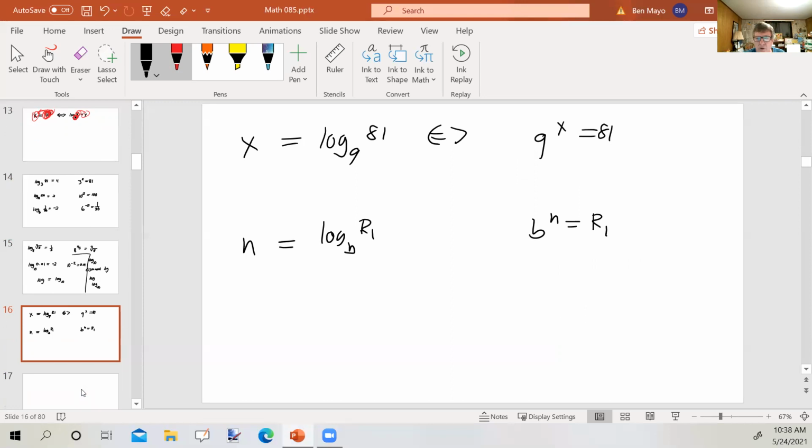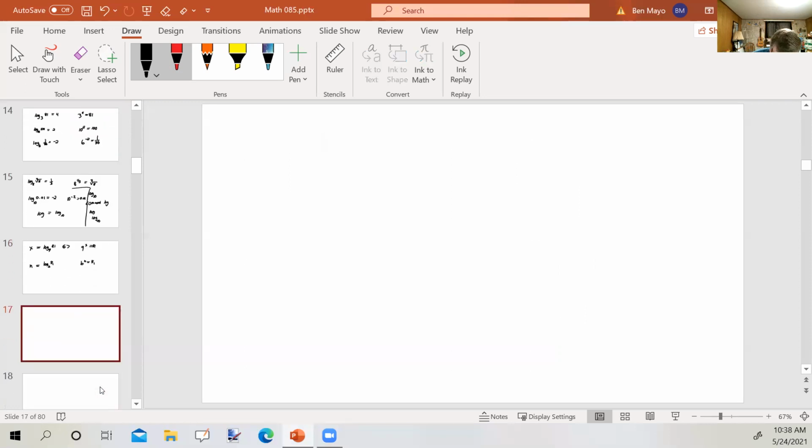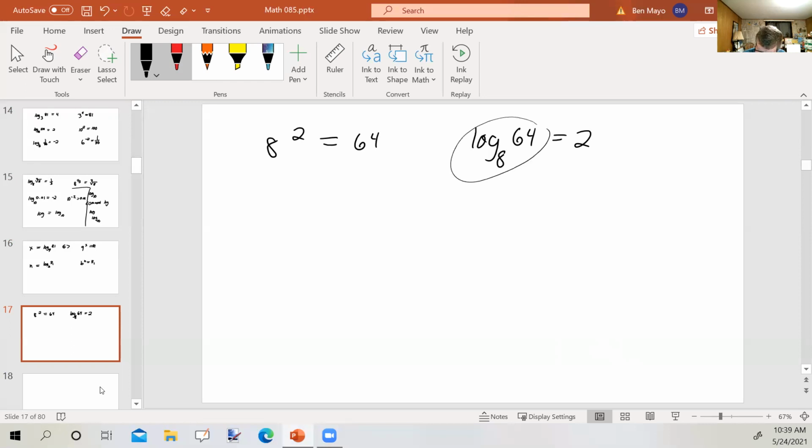Now we're going to go the other direction. We're going to take an exponential equation and write it as a logarithmic equation. So here we've got 8 squared equals 64. So the base is 8, so we're going to get log base 8 of 64 equals 2. Now, you might be asking, just what is a logarithm? Well, a logarithm is an exponent. Notice the log here is the exponent.